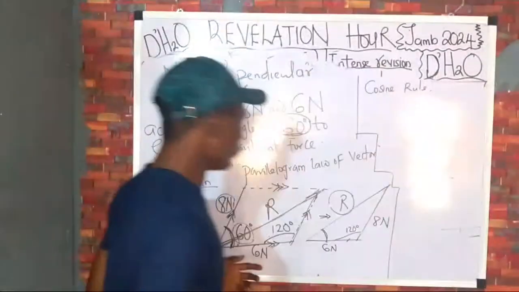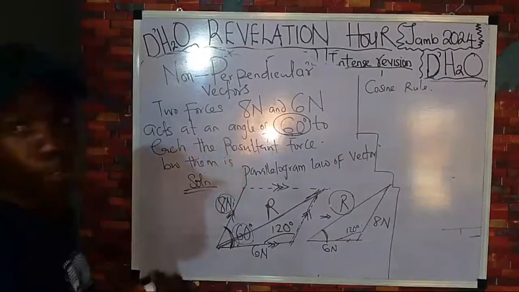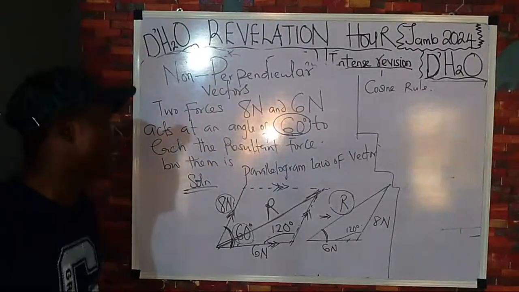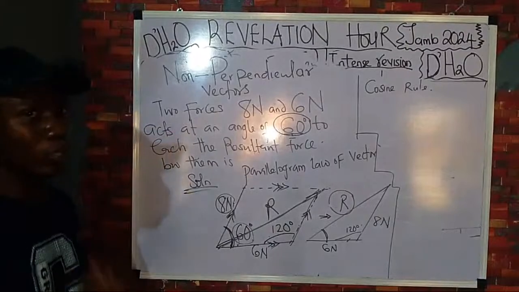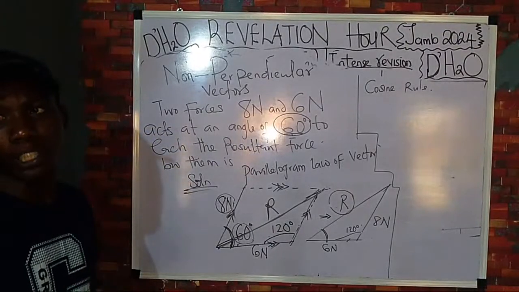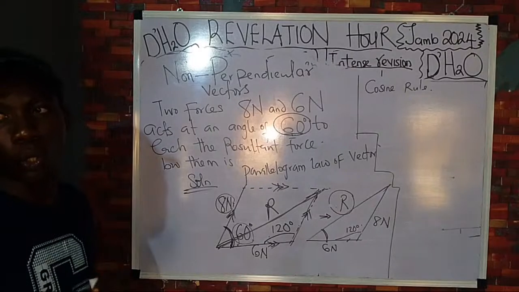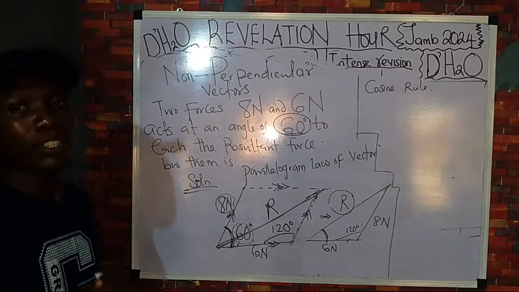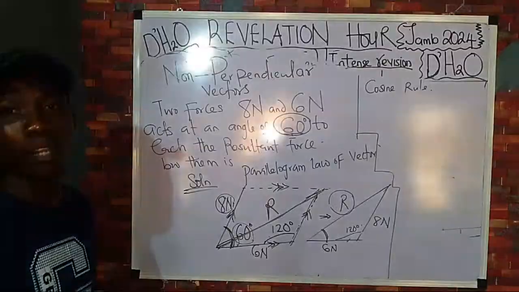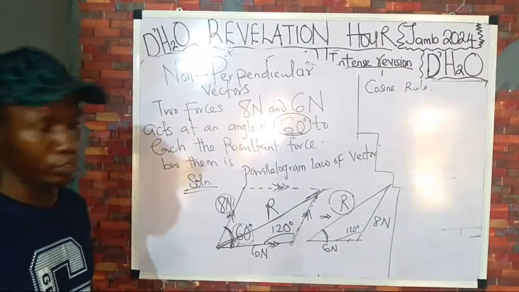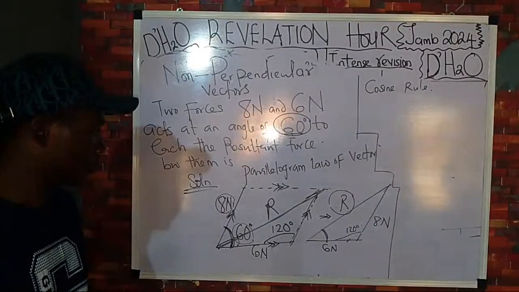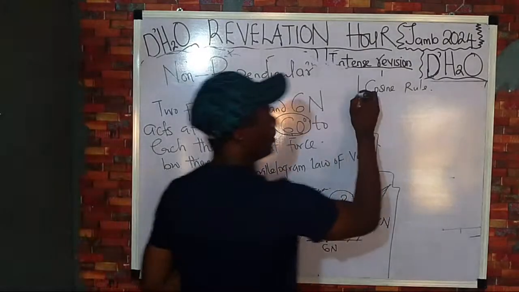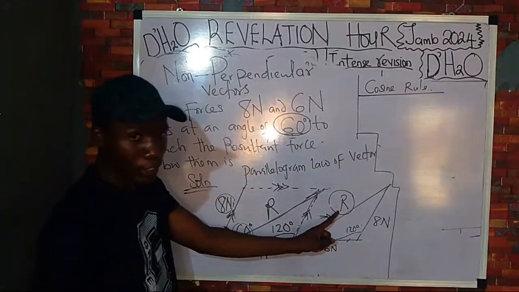Now, we are going to use the cosine rule. Remember I told you that if the two forces are not perpendicular, you use your cosine rule. Are we together? You use your cosine rule with the theory of the parallelogram law of vectors.